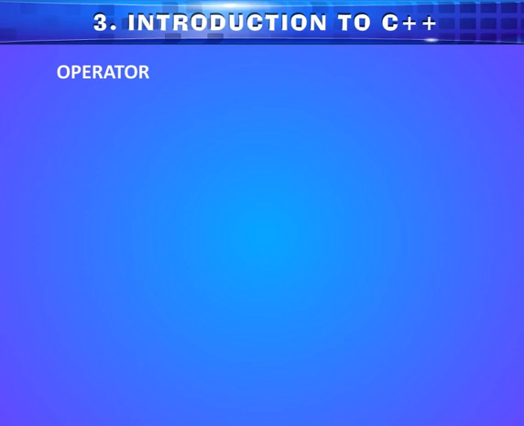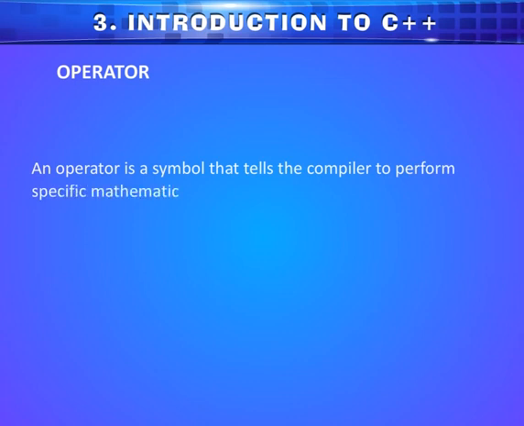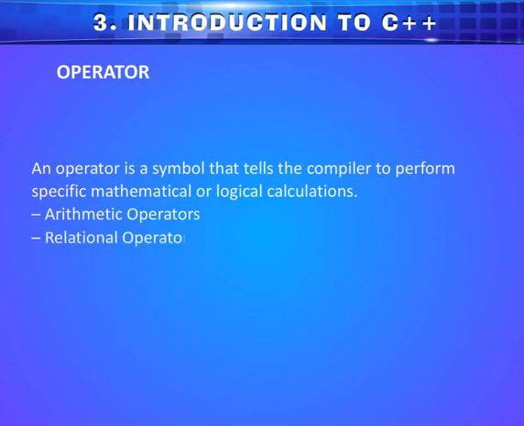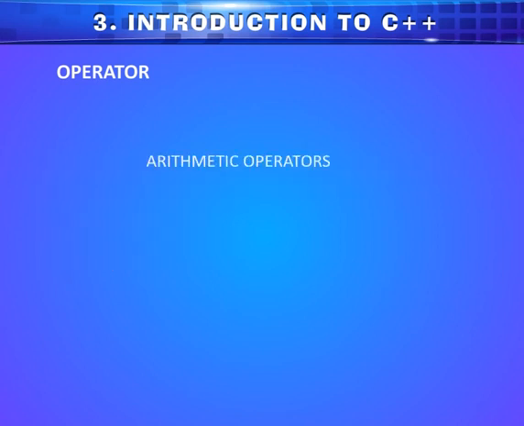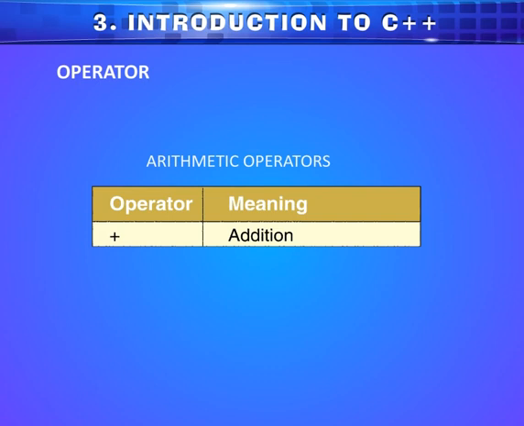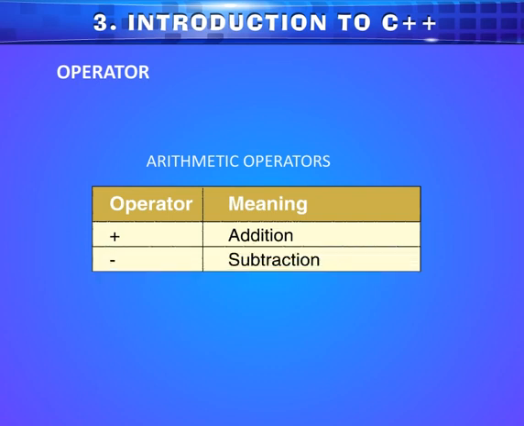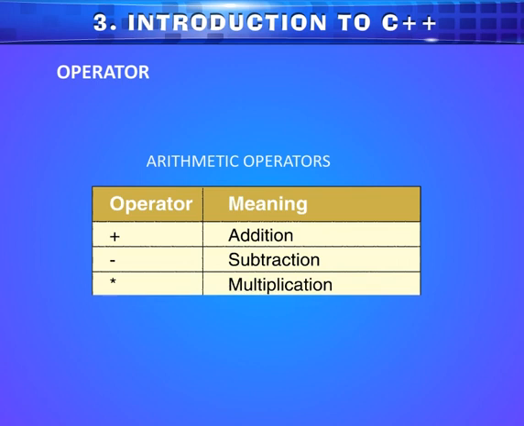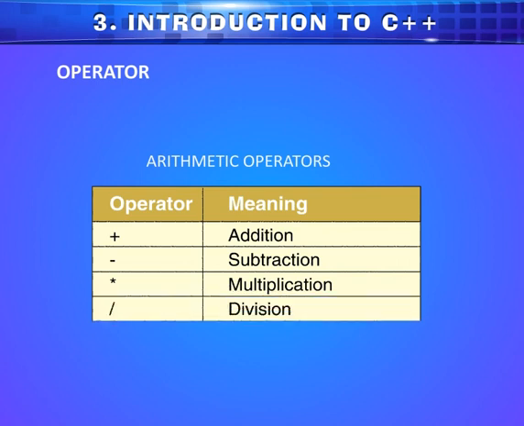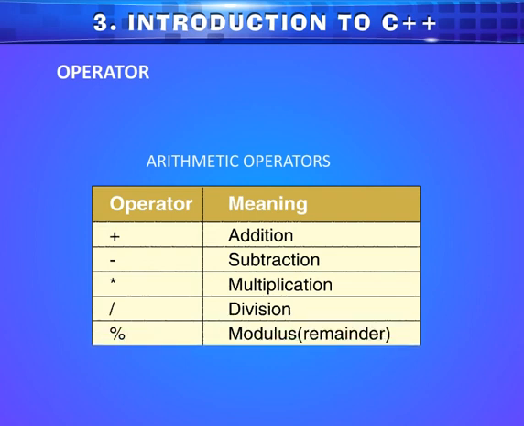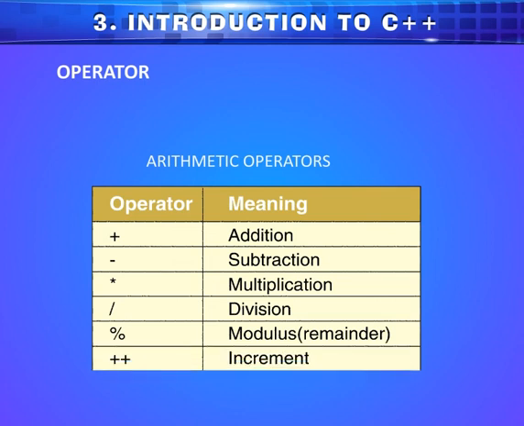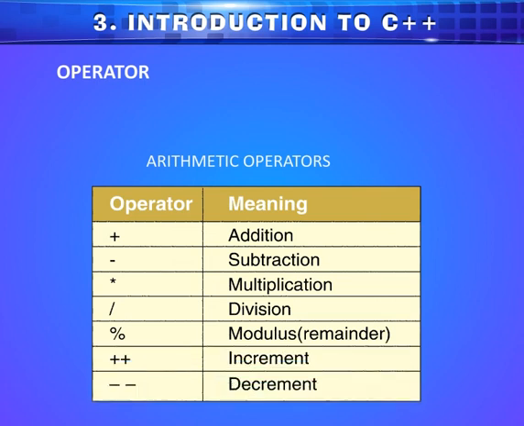Operator. An operator is a symbol that tells the compiler to perform specific mathematical or logical calculations. Arithmetic operators, relational operators, and logical operators. Arithmetic operators are plus, which means addition, minus, which means subtraction, star, which means multiplication, slash, which means division, percent, which means modulus or remainder, ++ means increment, and -- means decrement.